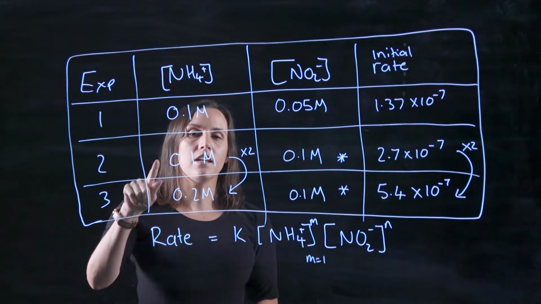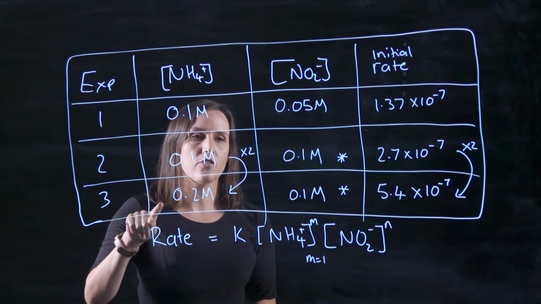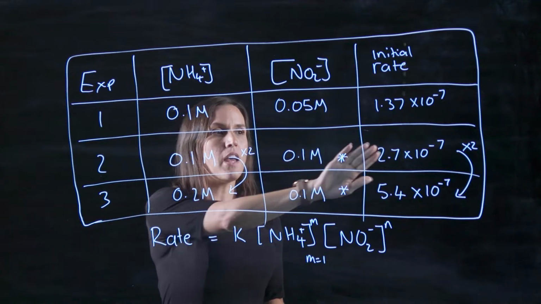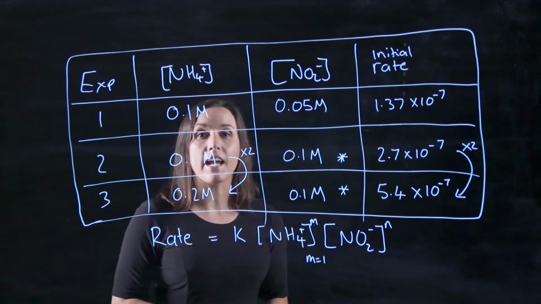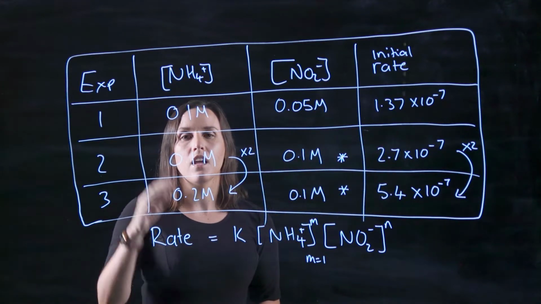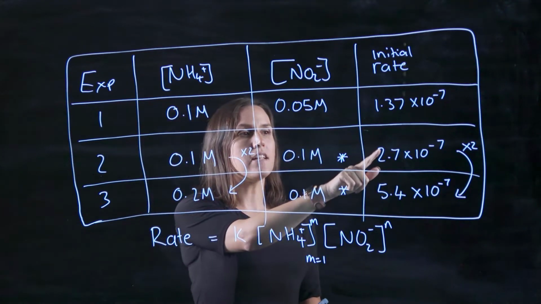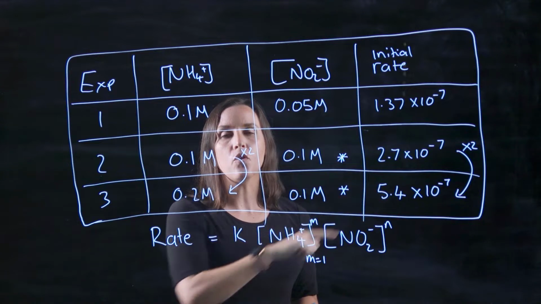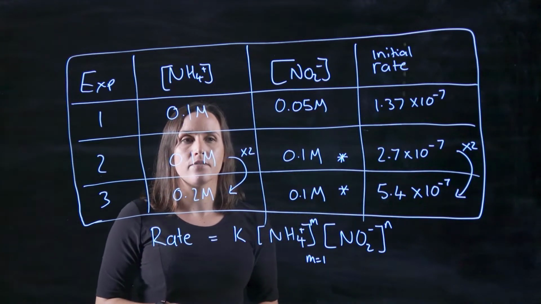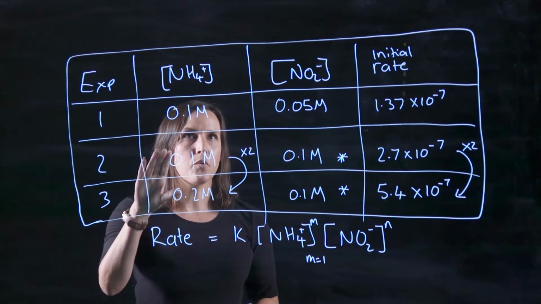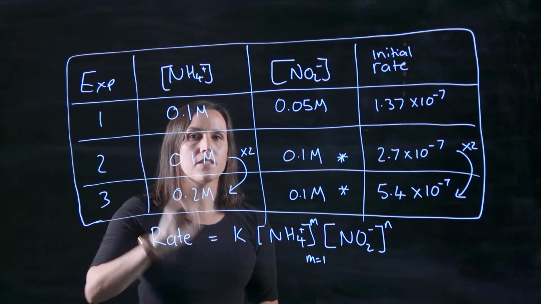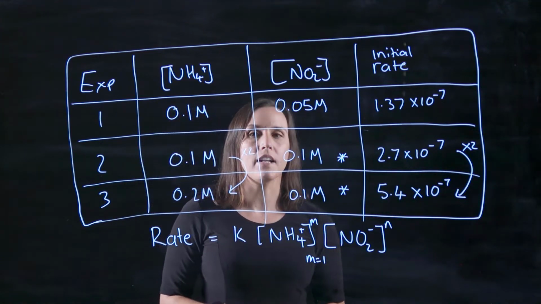Now, if we're doubling our concentration, holding the other one the same, and nothing's happening to our rate, then it's 0 order. If we're doubling, keeping this constant, remember, and this is going up by a factor of 4, then it's second order. So we've done NH4 plus, so how about we have a go at NO2 minus?